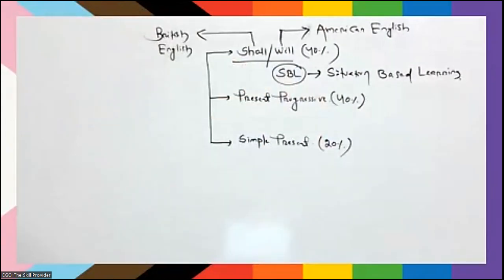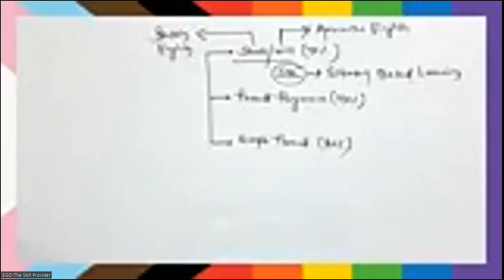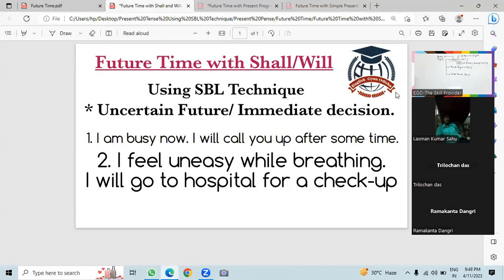And here is the screen before you. Take out the screen. Have you checked it out? The situation is like that. Future time with shall and will: uncertain future and immediate decision. That's very interesting. One is called uncertain future. And the second one is called immediate decision.